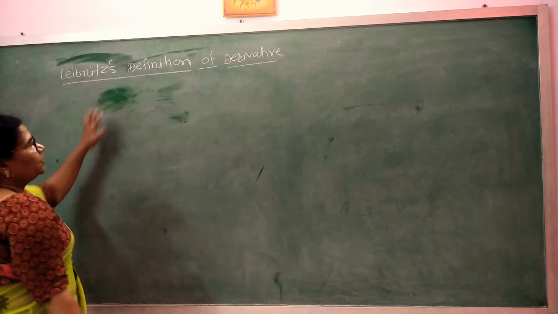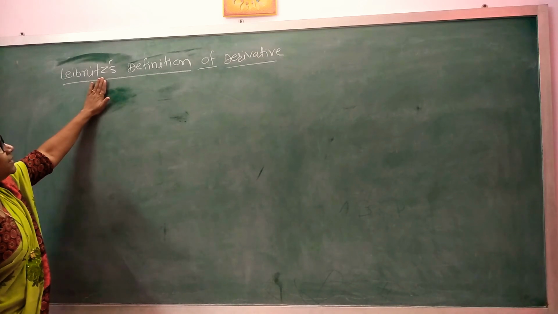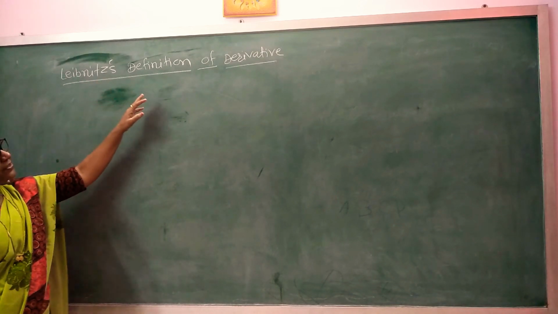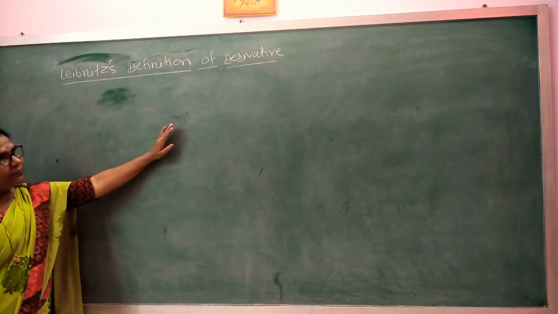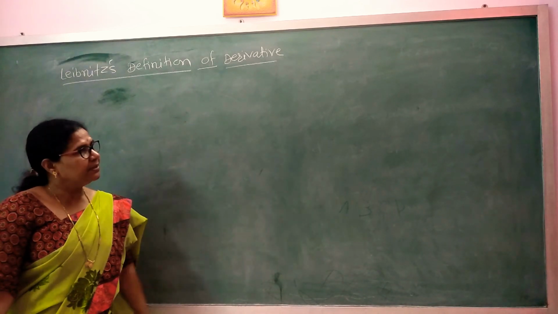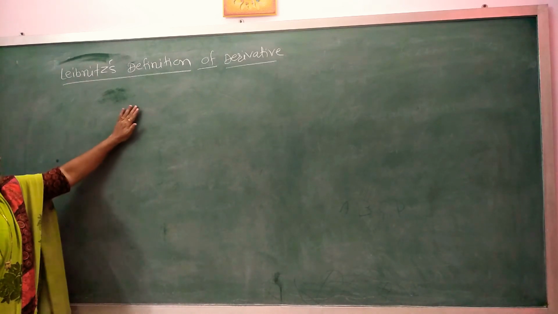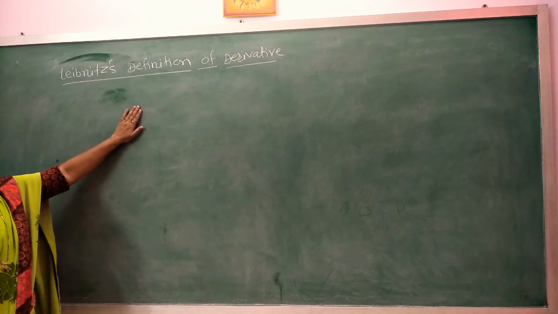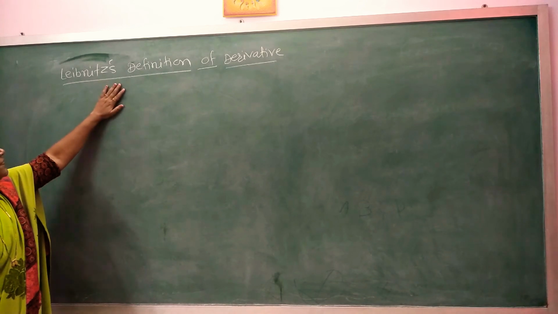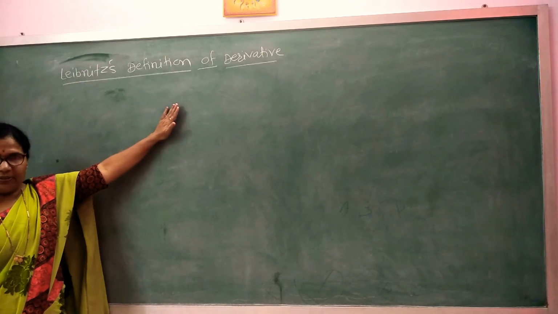Now the second approach to the definition of the derivative is called the Leibniz definition of derivative. In the first definition, we see that f dash x equal to limit h approaches to 0, f of x plus h minus f of x upon h. That is the first definition. Now the second definition is the Leibniz definition of derivative.